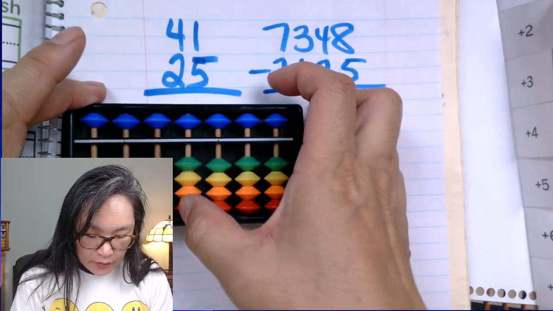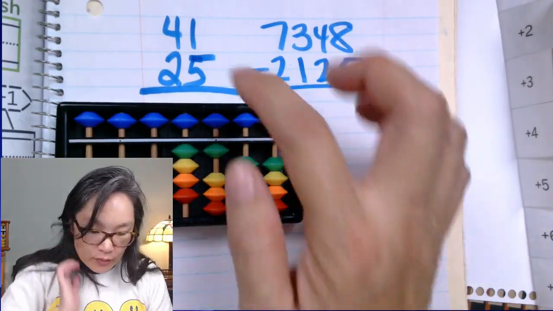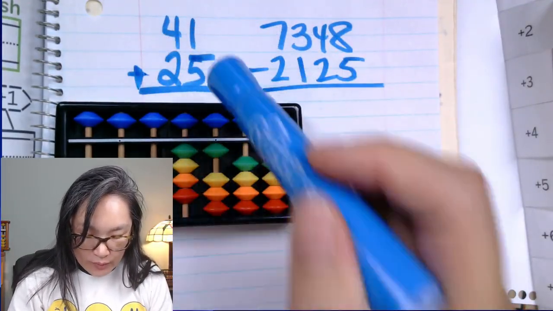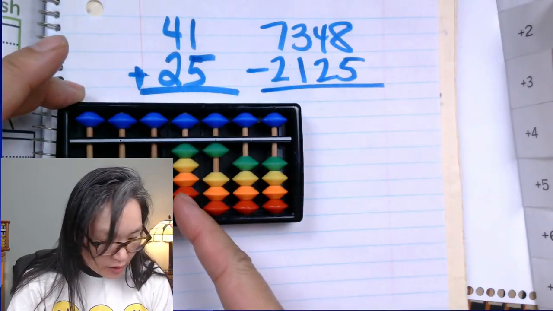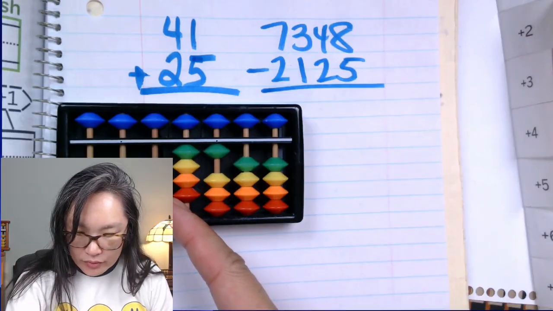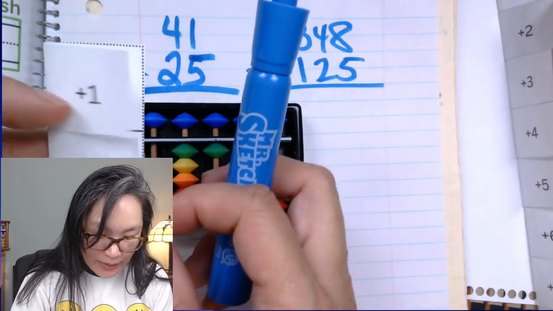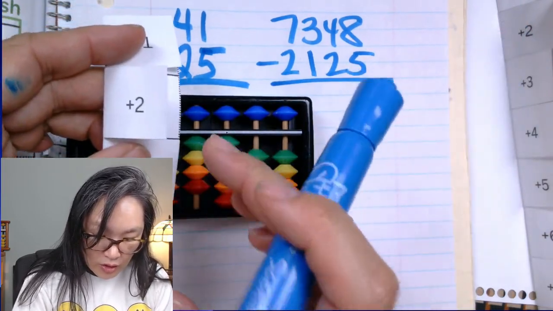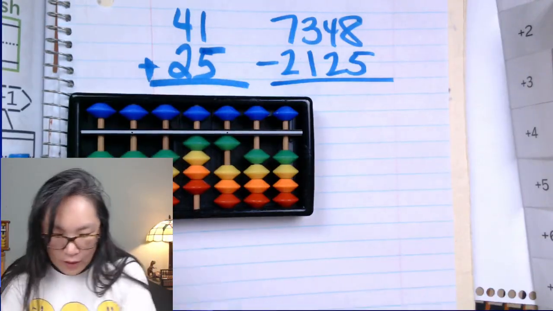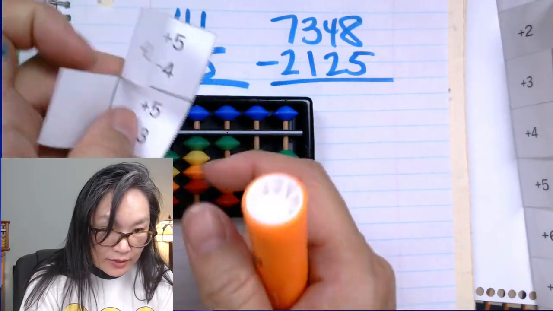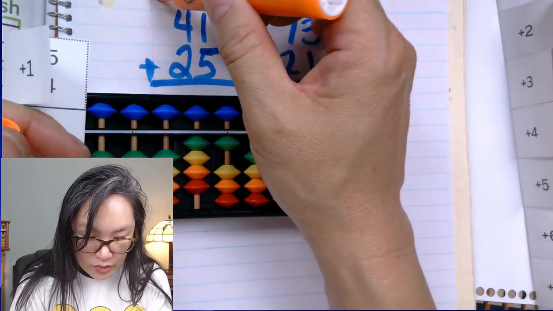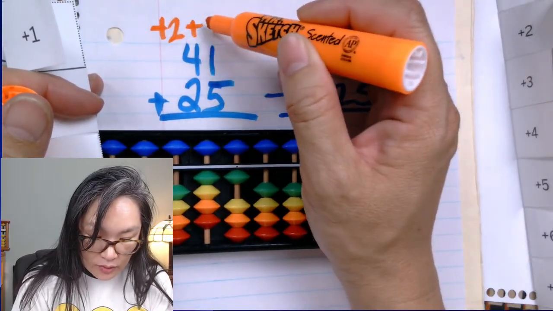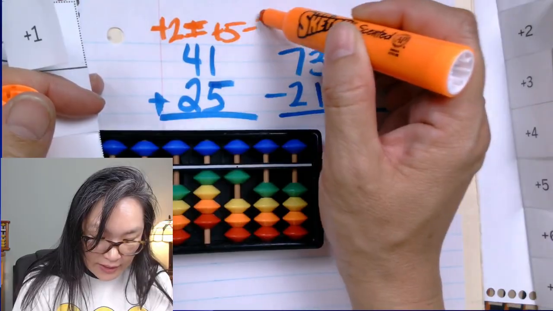So let's do that. We'll do 41, and then after 41 we add 25. This is a plus. Can we add a 2 here? No, we cannot add a 2. What do we do? We go to base 5. To add the 2, we know our formula: plus the 5 minus 3. So when we add the 2, it's equal to plus the 5 minus 3.